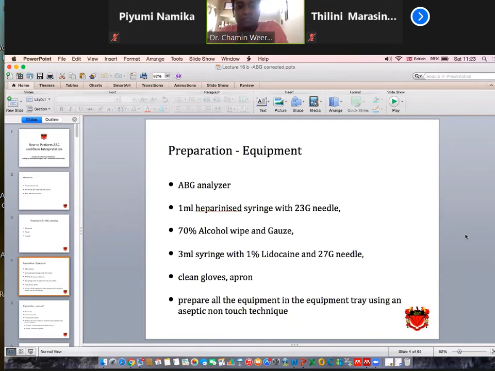Then take the necessary equipment. You must take an insulin syringe, which is 1 ml. With what sort of needle would you use? Suppose that you are doing a radial one.